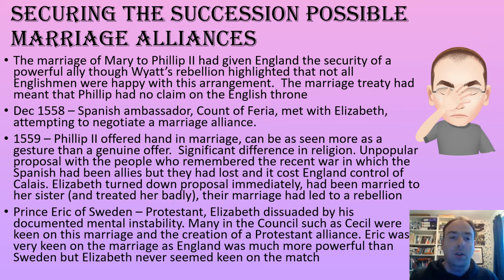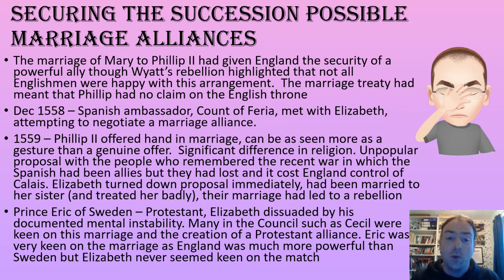So we're going to look at securing the succession, and the main way this could have been done at this point was through marriage. Elizabeth is very much of marriageable age through this time period that we're looking at, and there is no shortage of suitors. The first one that appears is Philip II.